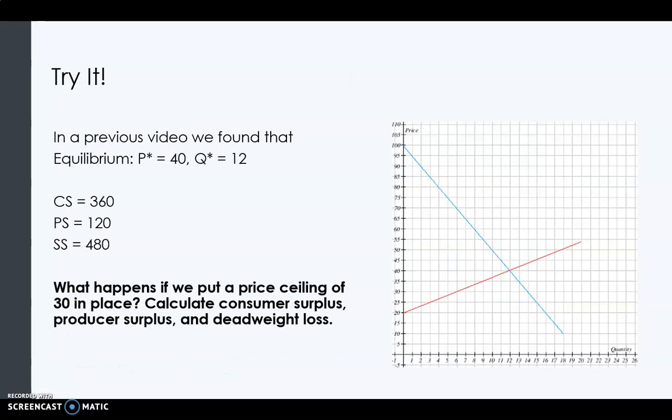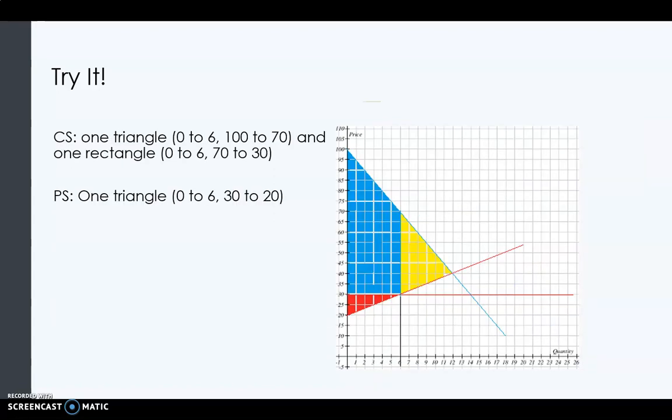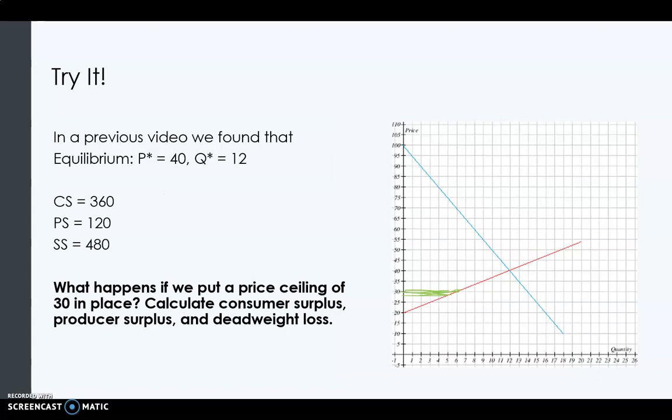In a previous video, we found the equilibrium here was a price of 40 and a quantity of 12. We found social surplus of 480, consumer surplus of 360, producer surplus of 120. What happens if we put a price ceiling of 30 into place, right? What if we say you can't sell at any price higher than 30? We're going to calculate consumer surplus, producer surplus, and deadweight loss. Pause the video and try it. I'll come back in just a moment.